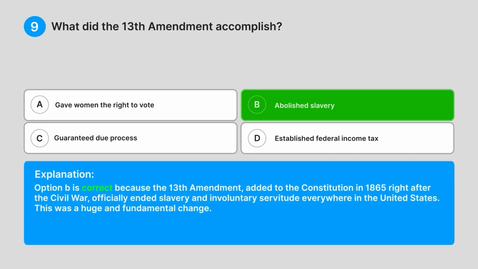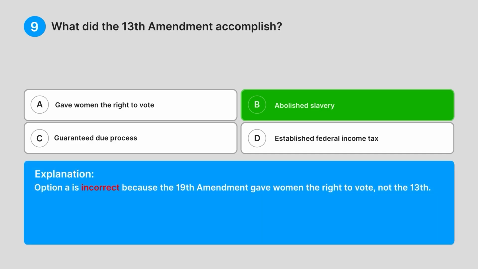Explanation. Option B is correct because the 13th Amendment, added to the Constitution in 1865 right after the Civil War, officially ended slavery and involuntary servitude everywhere in the United States. This was a huge and fundamental change.